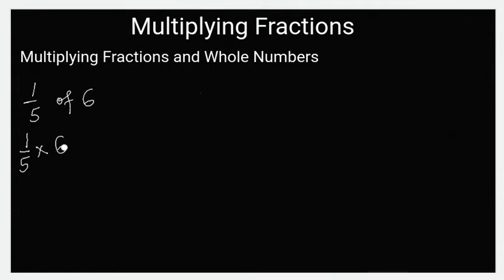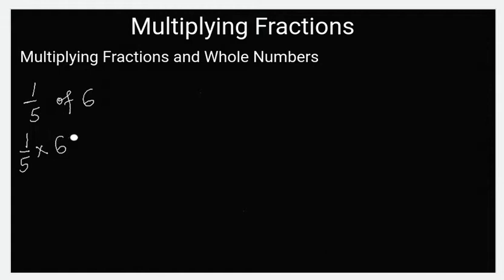All you need to do is to multiply the whole number with the numerator. So whenever you're multiplying fractions with whole numbers, you multiply the whole number with the numerator of the fraction and the denominator stays the same.